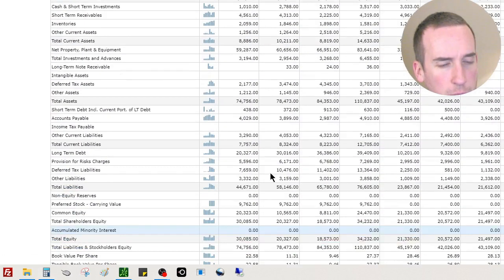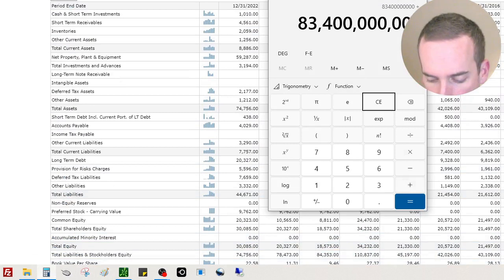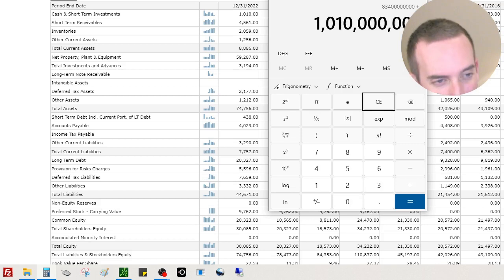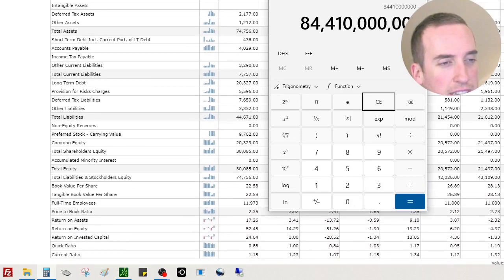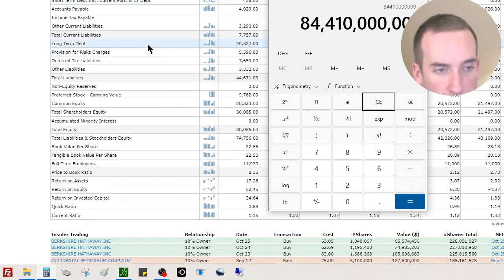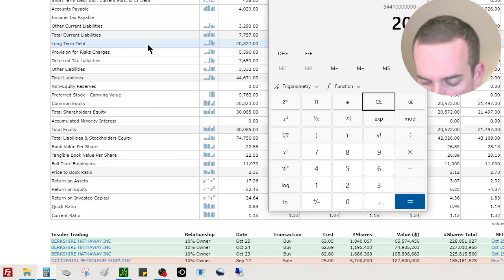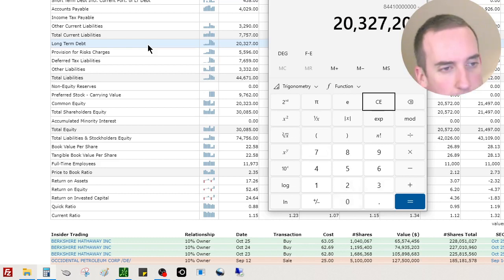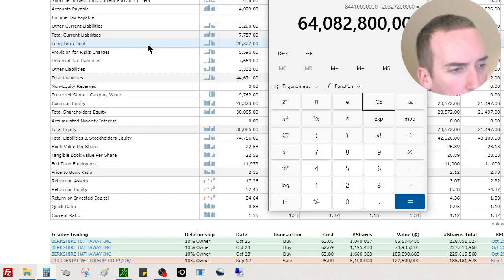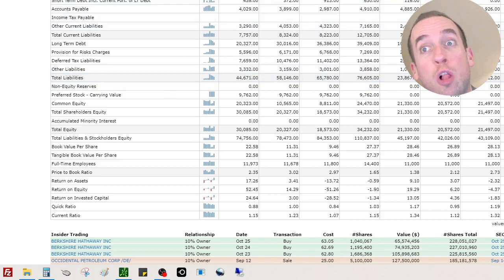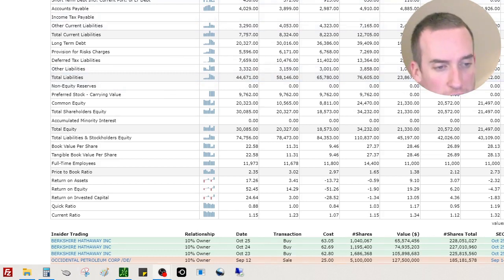They have, this is US dollars, $1 billion in cash plus $1 billion, $1 billion, $10 million. Okay. Total debt, please have like $10 to $15 billion in debt. $20 billion, good. And I only say that because a company this size is going to have big debt. $20,327,000,000 in debt. Okay. Total assets, $74 billion. Total liabilities, $44 billion. That's almost a 2-to-1 ratio.